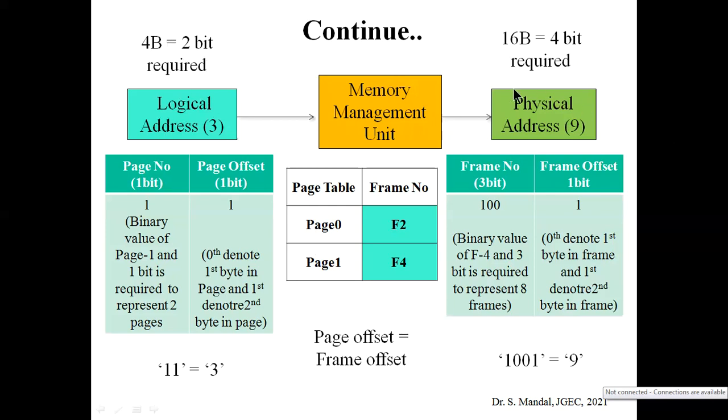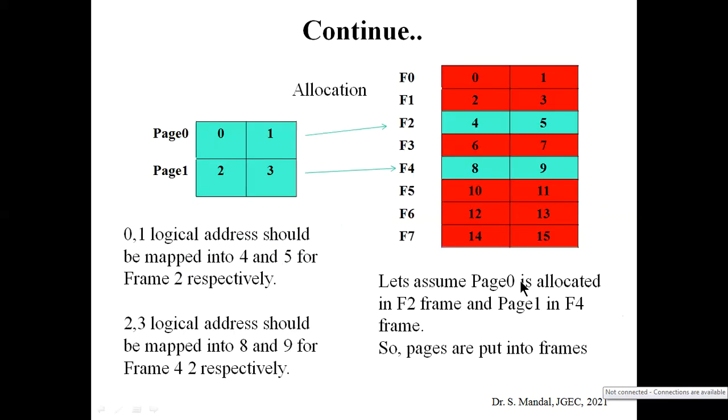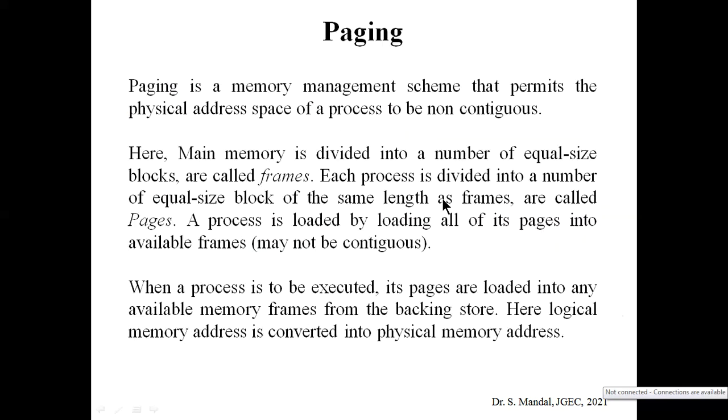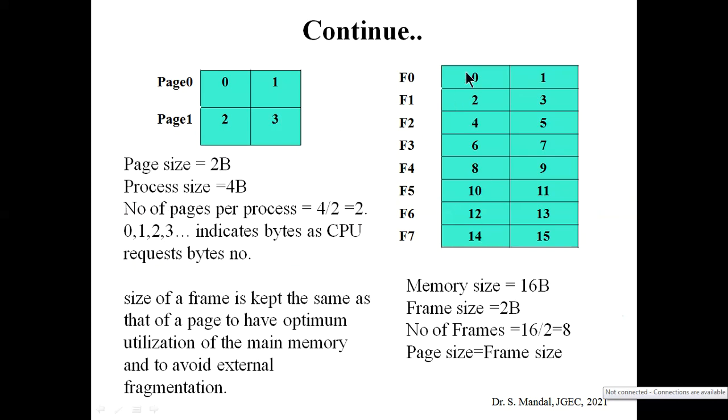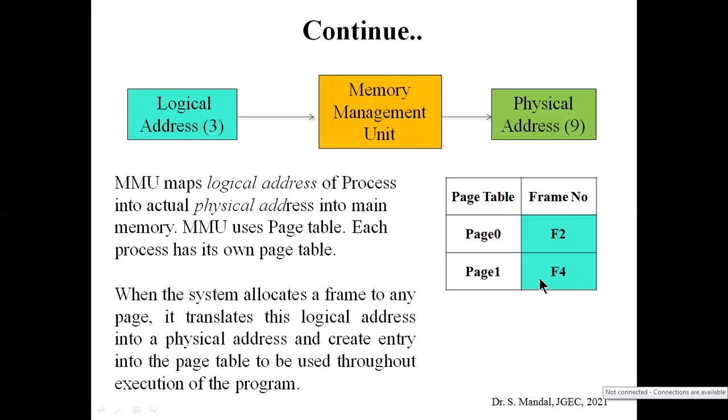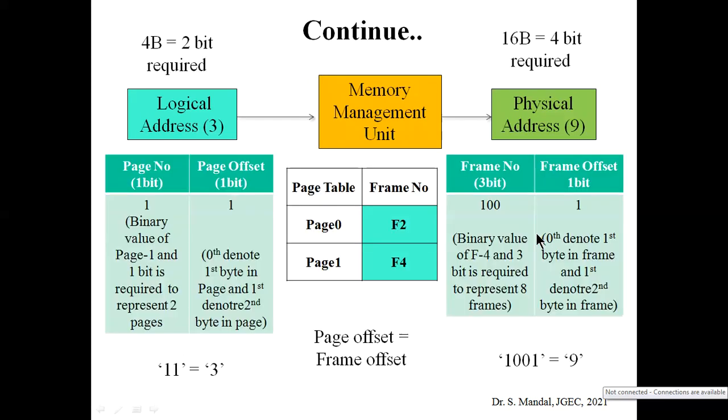And for the physical address, you can see that we are considering physical addresses from 0 to 15. Okay, so the memory size is 16 bytes. To represent that 16, we need 4 bits, as 2 to the power 4 equals 16. So by using 4 bits we can express the physical address.